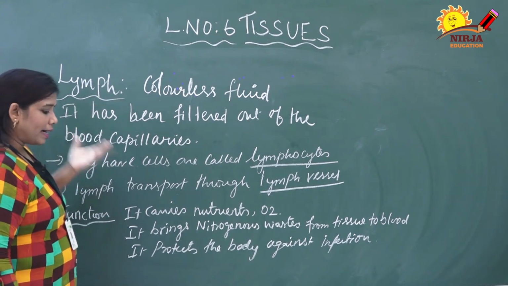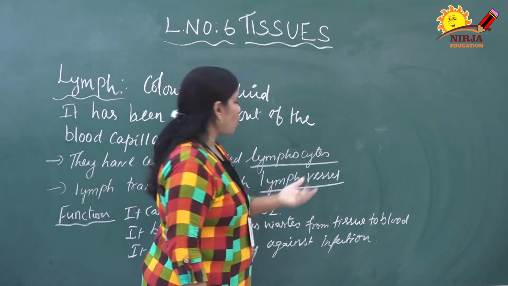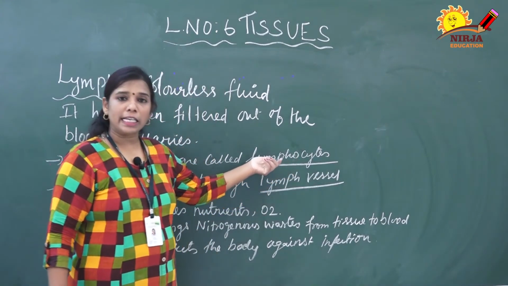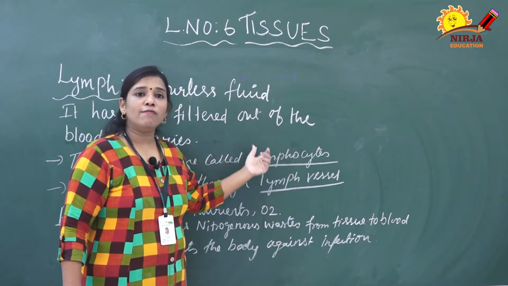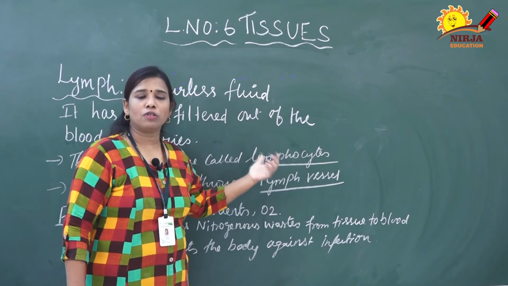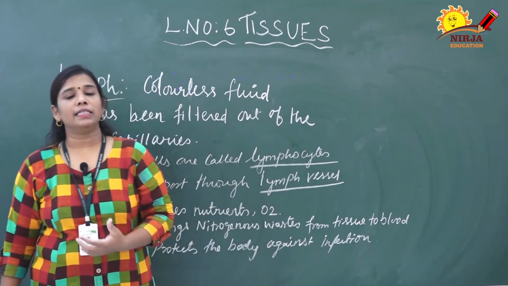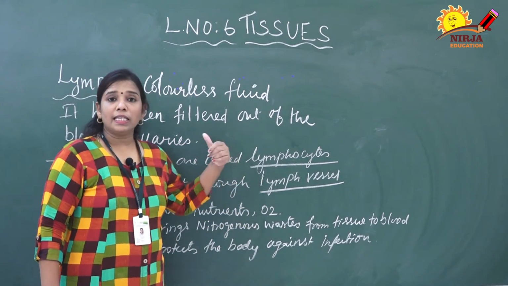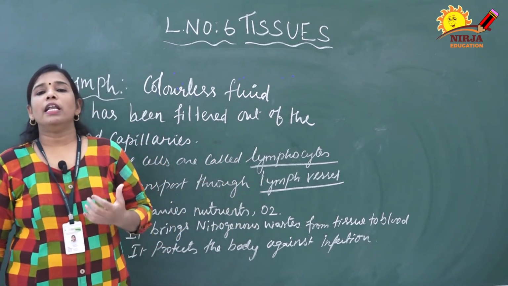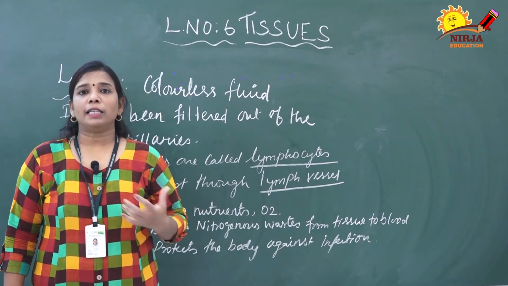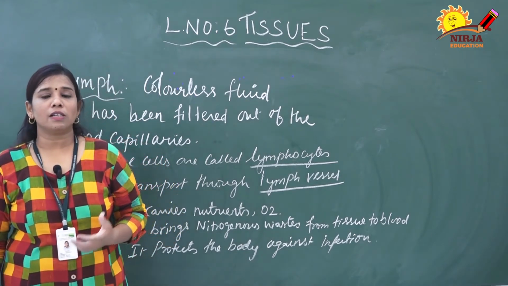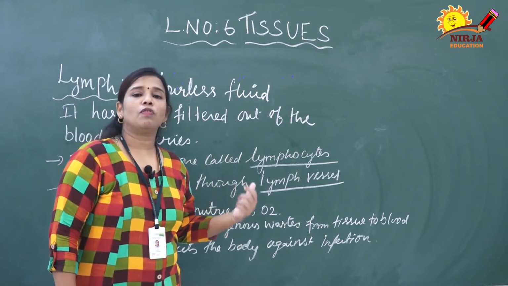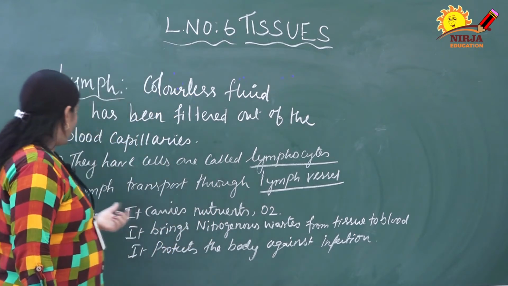The lymph contains cells. Those cells are called lymphocytes. Lympho means lymph, cytes means cells. The lymph-producing cells are called lymphocytes. The lymph is carried with the help of certain vessels. Those vessels are called lymph vessels. These lymphs are produced from the lymphatic system. Just like blood is produced from the circulatory system, lymph is produced from the lymphatic system.